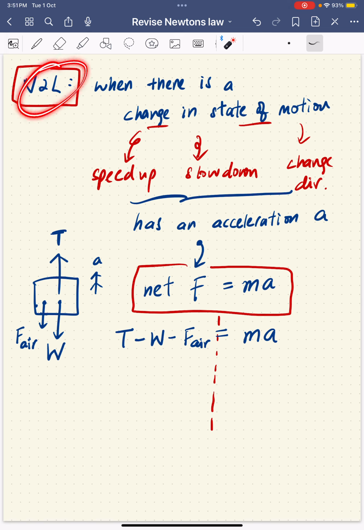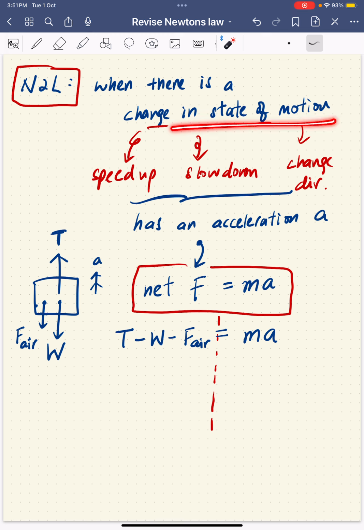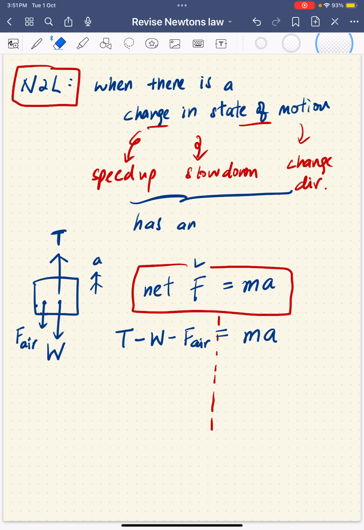So this is Newton's second law. We will use it whenever we observe in the situation there is a change in state of motion, meaning we look out for whether there is an acceleration, when there is an acceleration happening. So this is Newton's second law, first law and second law.